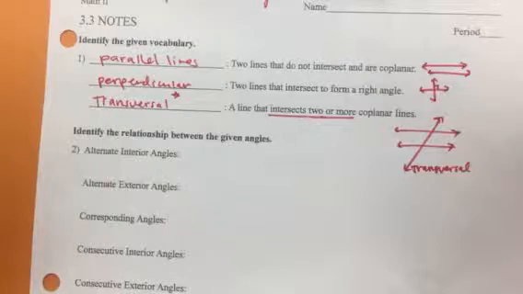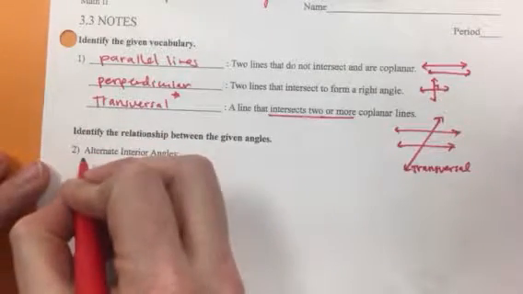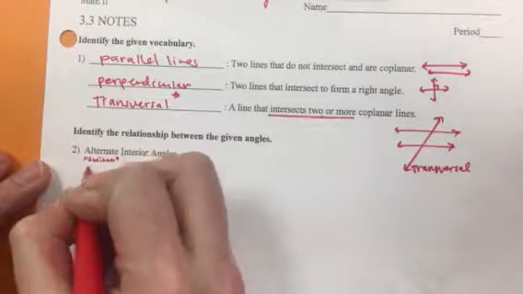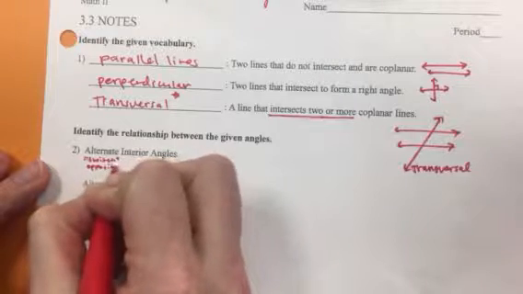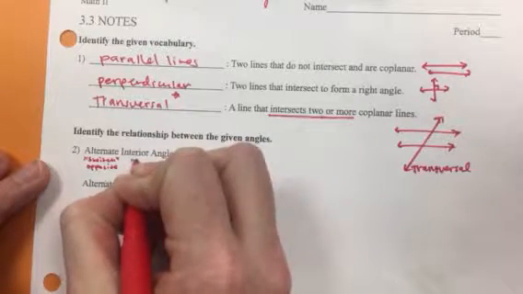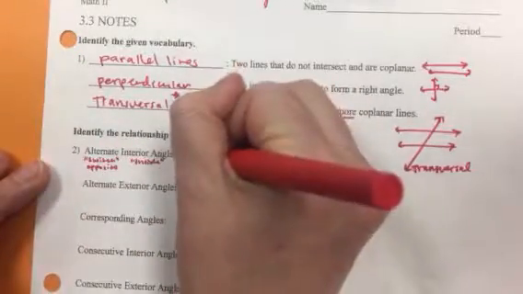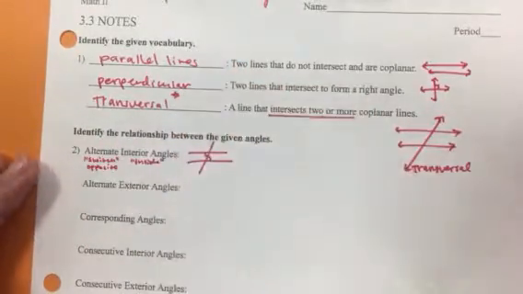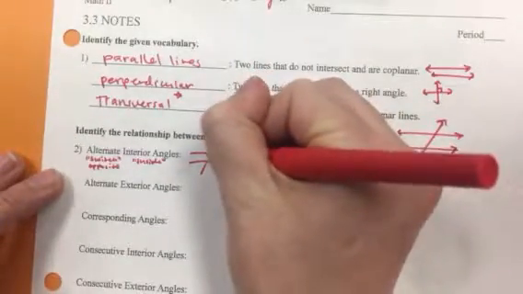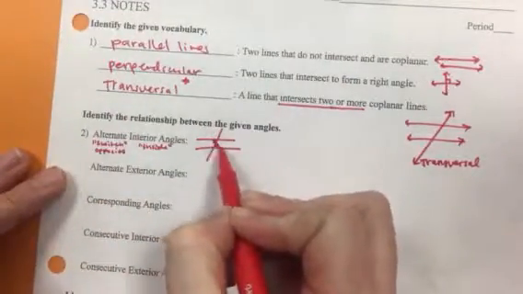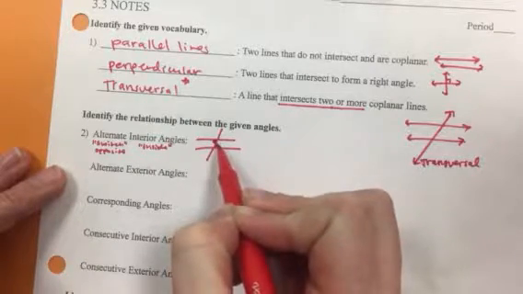Alright, alternate interior angles. Alternate means that they are, let's just say, switched, or you could say opposite. Interior means that they are inside. I'm going to give you a few examples. So if I had two parallel lines and my transversal, I would have these two angles. They are inside the parallel lines, so interior, and because they are on opposite sides, they are called alternating.